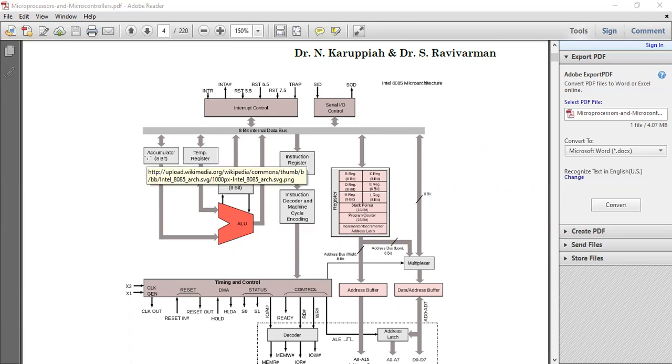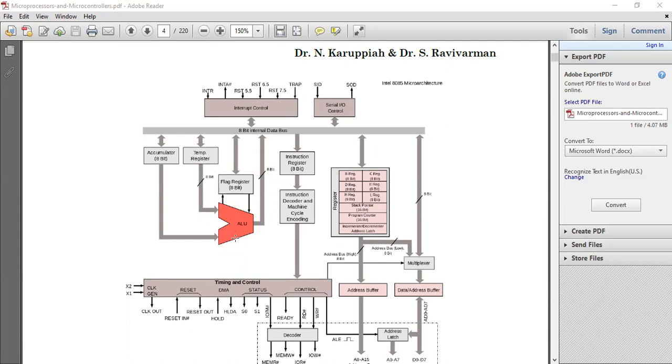The accumulator is an 8-bit register used for storage purposes. For whatever arithmetical and logical operations we perform, the data will be stored in the accumulator. Next is the temporary register, which is also an 8-bit register used by the microprocessor. That means it is inaccessible to us programmers.